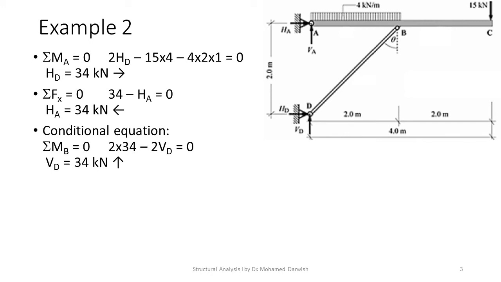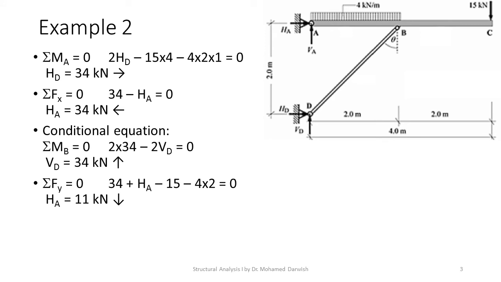Conditional equation, sigma moment about B equals 0. So simply 2 times 34 minus 2 VD equals 0. We are looking at member BD only. So 2 times 34, it's 2 times the horizontal action, minus 2 VD. So now VD equals 34 kilonewton up.